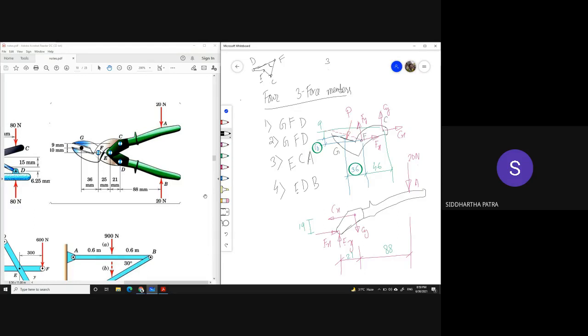Okay. So for example, let's say you take the member GFD, and then try to get the moment about F. So the forces involved would be at G and at D. Then take the member EDB, then get the moment with respect to E. Again, the forces involved would be the forces at D. So in this way, you are only taking the forces at G and D in 2 equations. Of course, those are 3 variables.